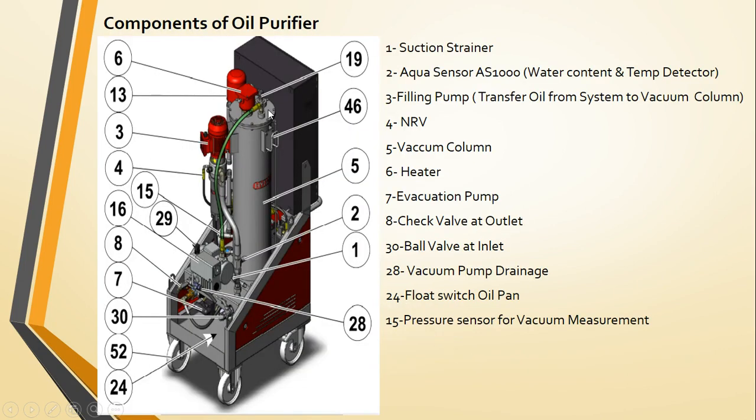Moving to its components, basically there are four to five main components that we should know. We have three pumps. The filling pump helps to shift the oil from the tank to the vacuum column. We have the vacuum pump, which helps to produce vacuum and to remove water content. Then we have the evacuation pump, which helps to recirculate the oil within the vacuum column and to shift the clean oil back to the tank.